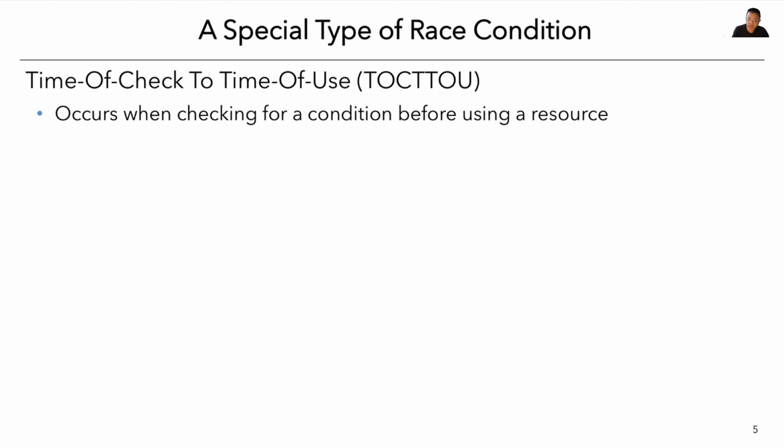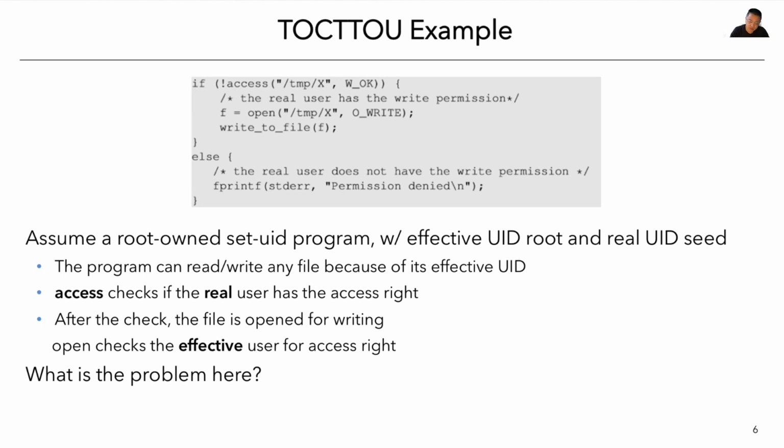There is a special type of race condition called the time-of-check to time-of-use vulnerability. It happens when checking for a condition before using a resource. This is a special type of race condition, which is a common source of security vulnerabilities. Here is an example of a time-of-check to time-of-use vulnerability. Here we have access, which checks if the real user has the access right to a file.